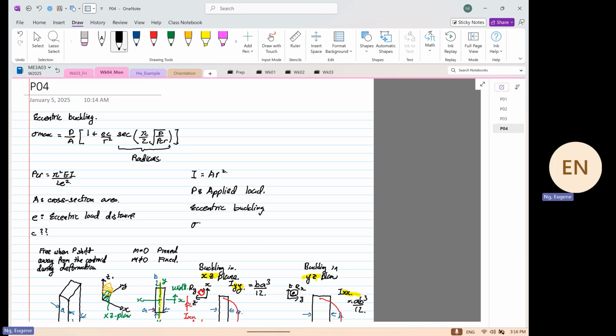And then you have to write down for eccentric buckling, we have to ensure that stress max must be less than stress U. For centric buckling, you have to be sure that P critical is greater than P, or your stress critical has to be less than your stress U.